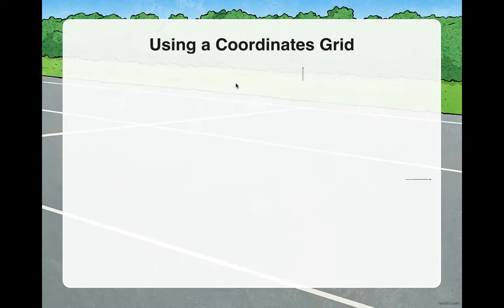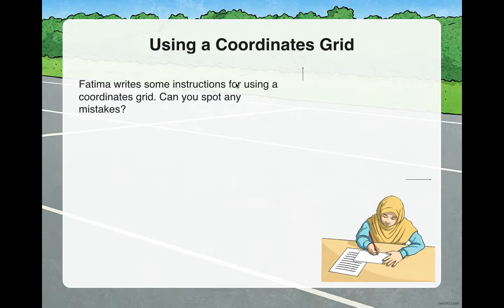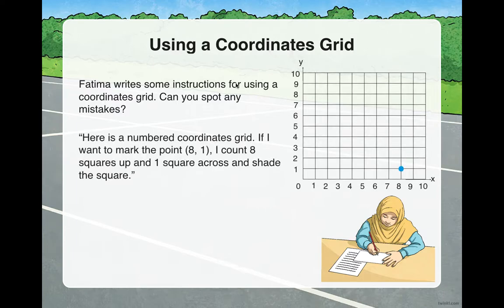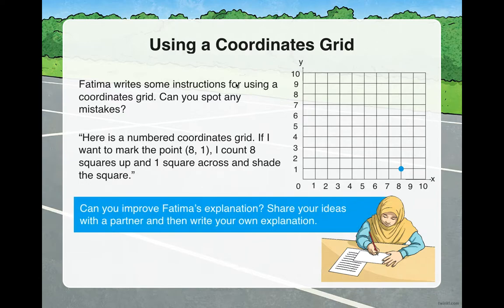So using a coordinates grid, Fatima writes some instructions for using a coordinates grid. Can you spot any mistakes? So here is a numbered coordinates grid. If I want to mark the point 8, 1, I count 8 squares up and 1 square across and shade the square. Is that right? No, because Fatima has actually gone across 8 and up 1. So that's the correct way to do it.